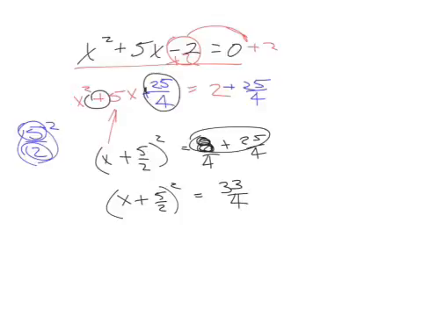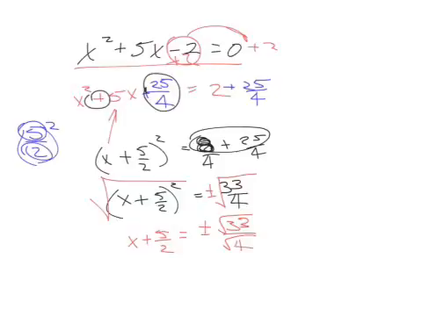Now we take the square root of both sides. Remember, plus or minus. And this becomes x plus 5 halves equals plus or minus the square root of 33 over 4, or the square root of 33 over the square root of 4. And you know the square root of 4 is 2, so I can just put a 2 there. Alright, now I subtract 5 halves from both sides.